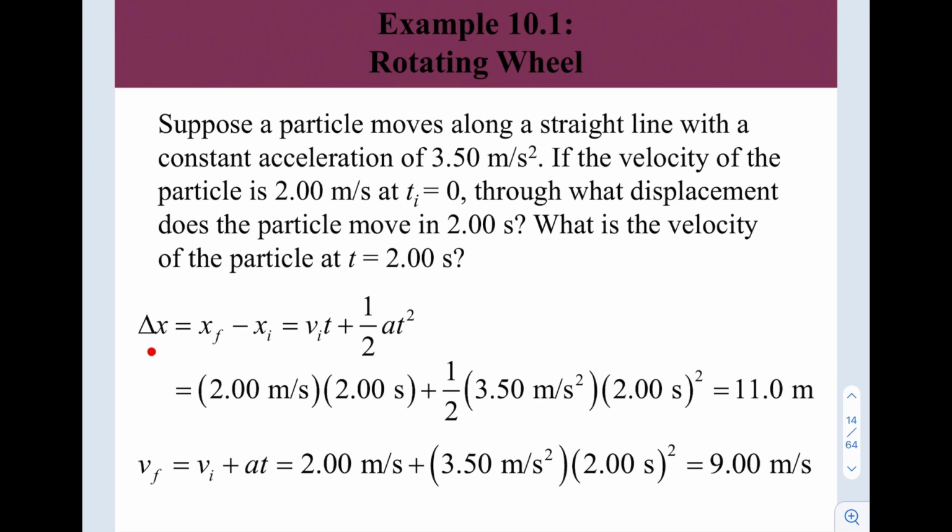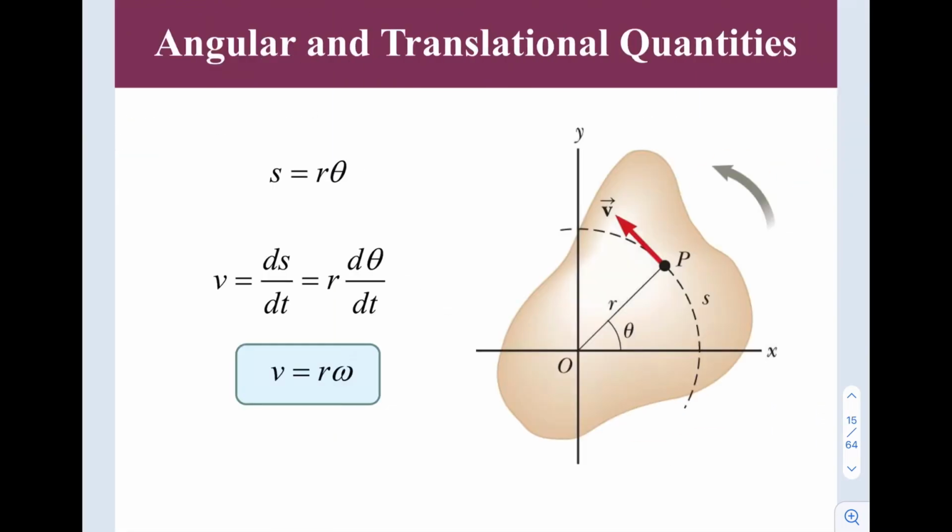Okay, so delta x is equal to v initial t plus half a t squared. From here, you will see your delta x is 11 meters. And to calculate the v final, make use of this equation, v initial plus at. You will have your v final is 9 meters per second.